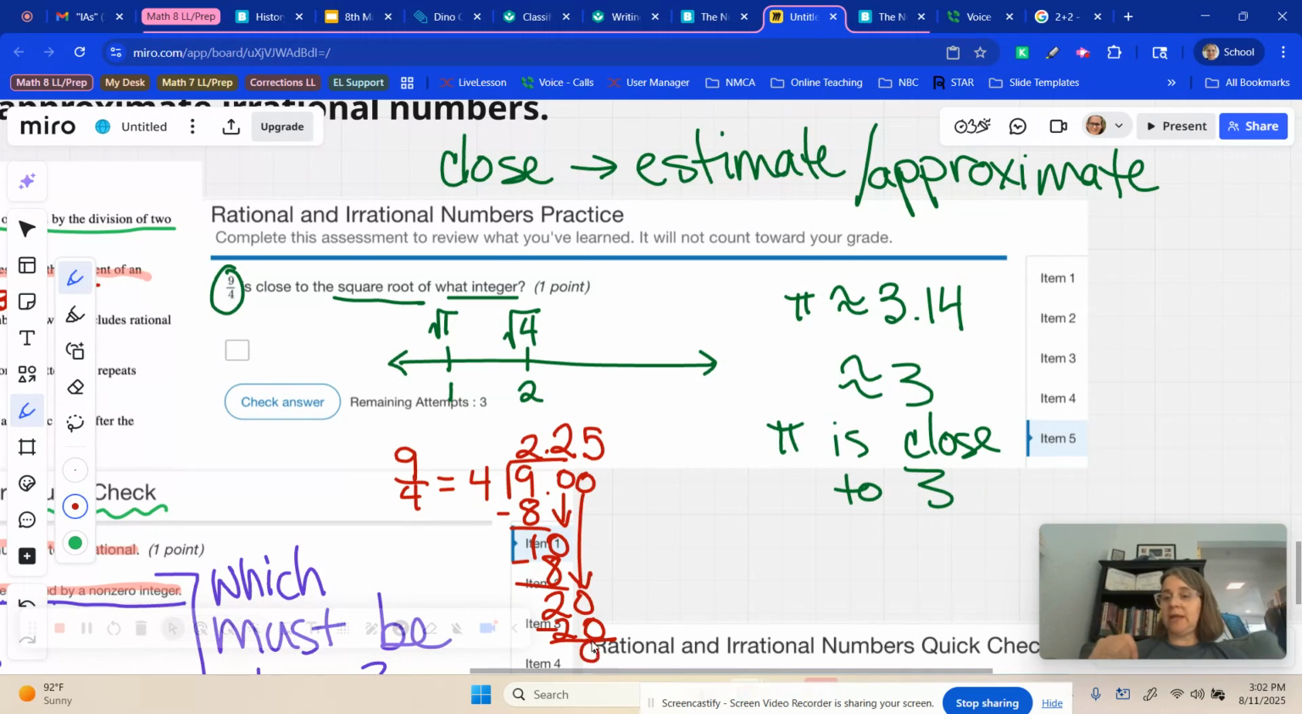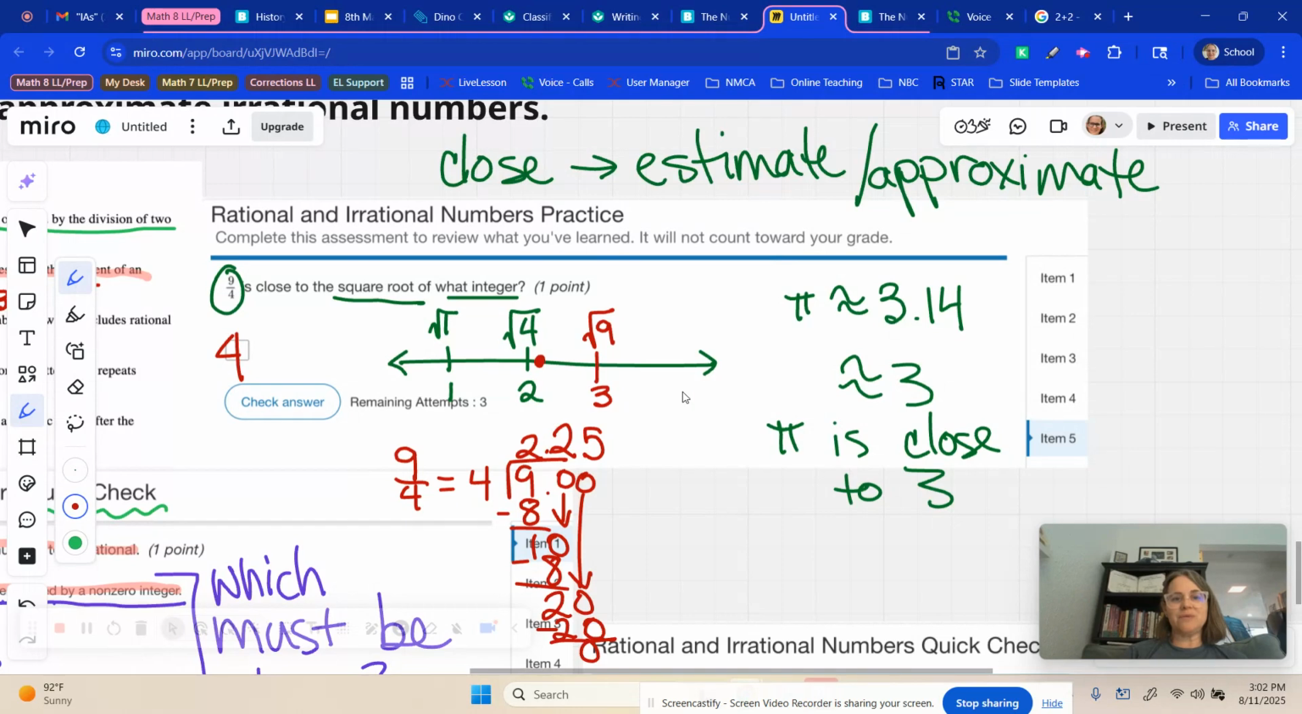My division terminated because it got to 0, no remainder. So 9/4 is 2.25. That's going to be about right here. And then what's over here at 3? 3 is the square root of 9. So 9/4 is close to the square root of what integer? I think it's going to be closer to 4 than it is to 9, because 2.25 is really closer to 2 than it is to 3.